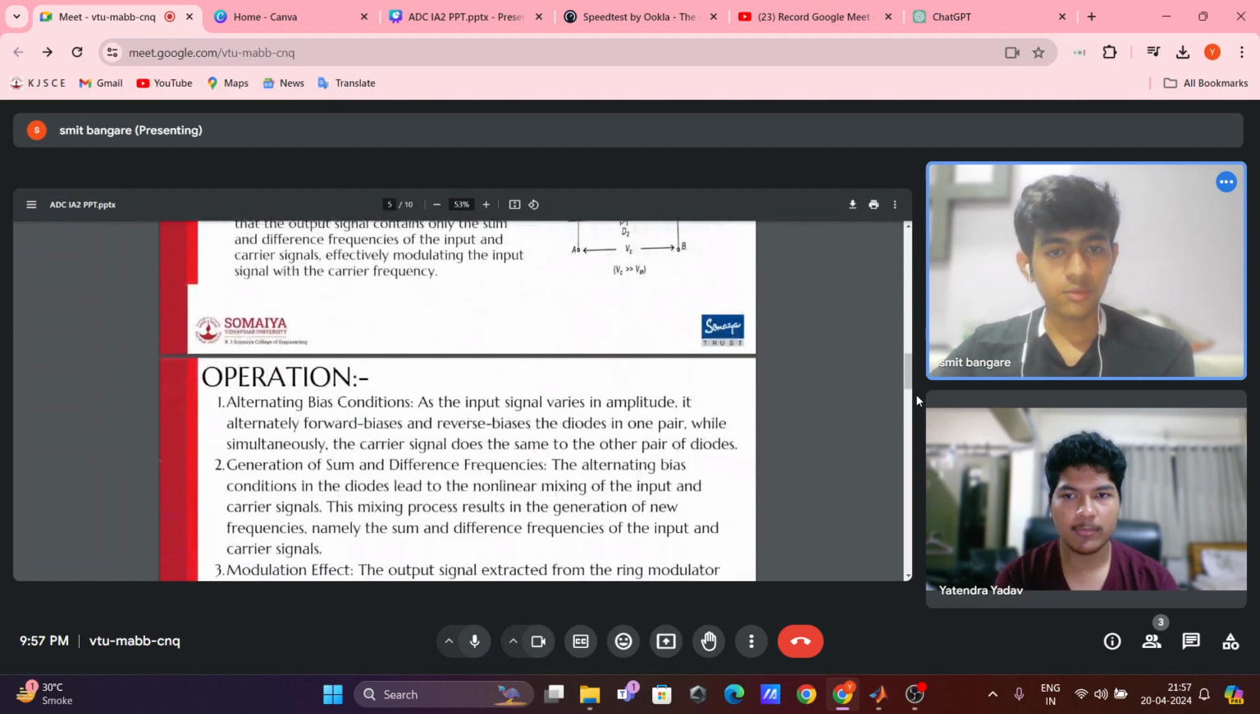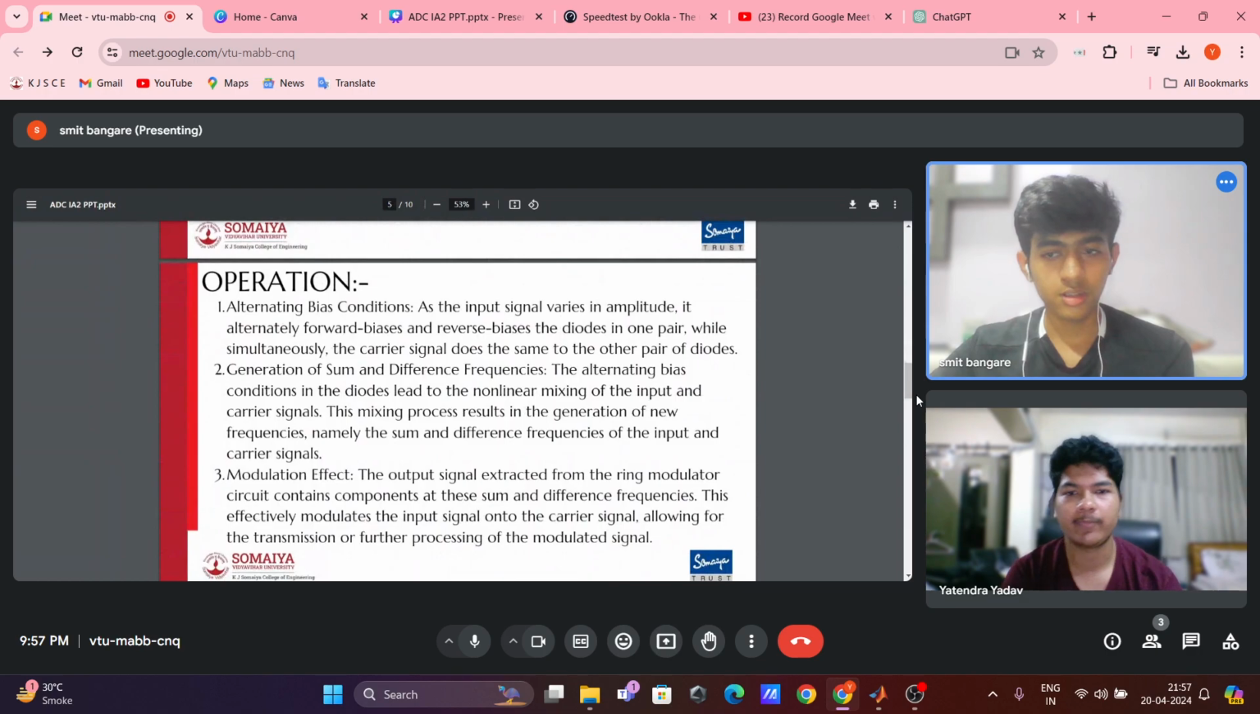Moving forward to the operation. When the input signals have the same polarity, like both positive or both negative, one pair of the diodes becomes forward biased while the other pair becomes reverse biased.